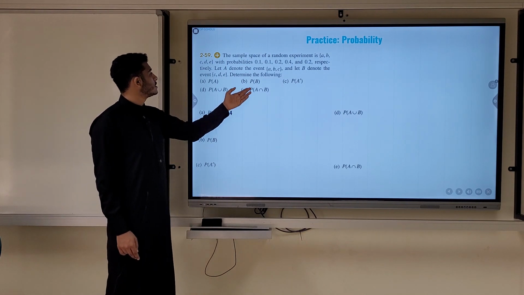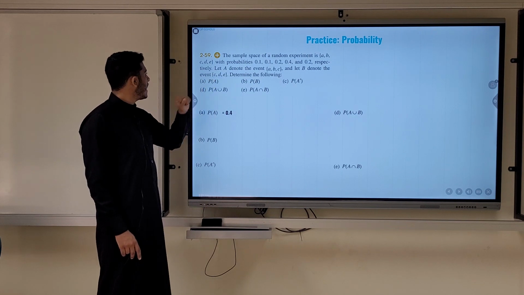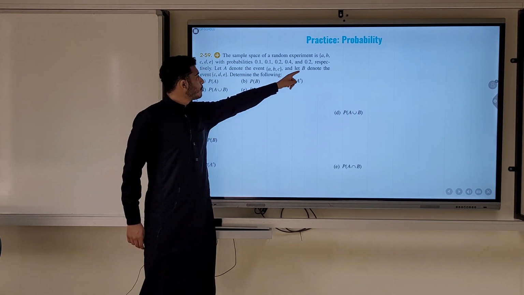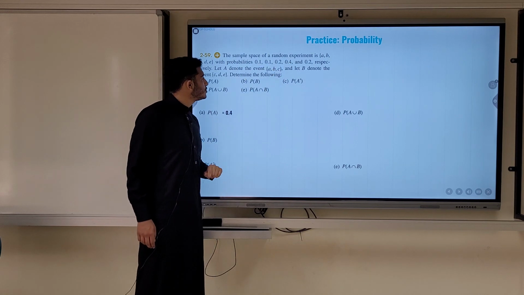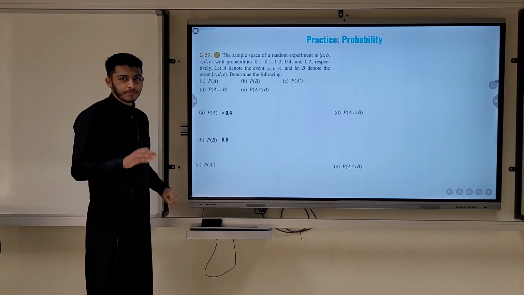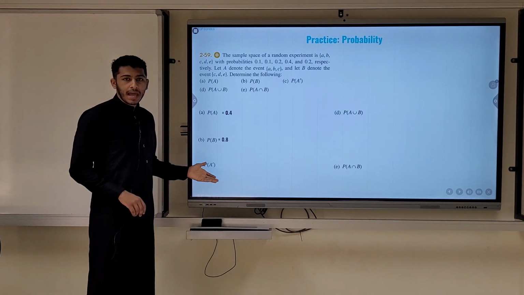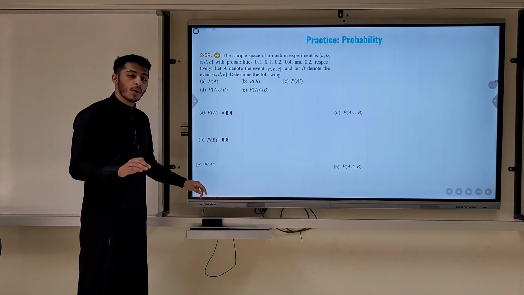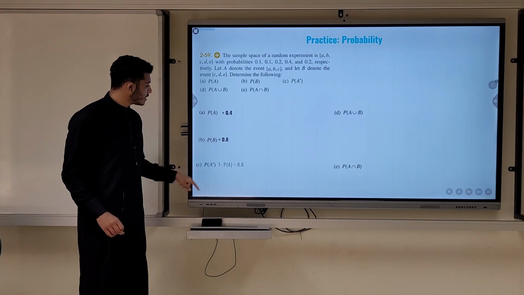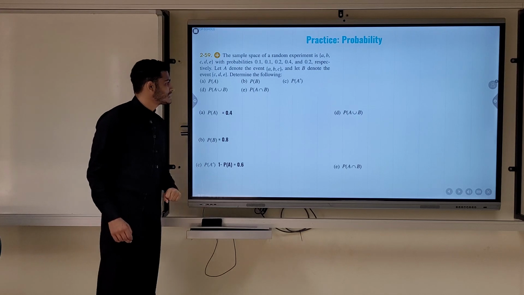Now, probability of B. B is denoted by the event C, D, and E. So for C, D, and E, the last three, we have 0.1, 0.4, and 0.2. If we add them together, we get 0.8. Extremely simple. Now, let's find the complement of A. The complement of A is 1 minus the probability of A, so 1 minus the probability of A results in 0.6.